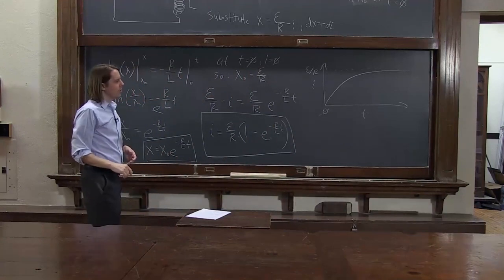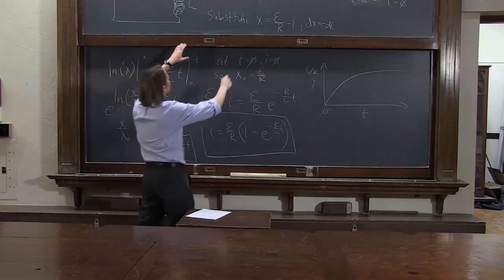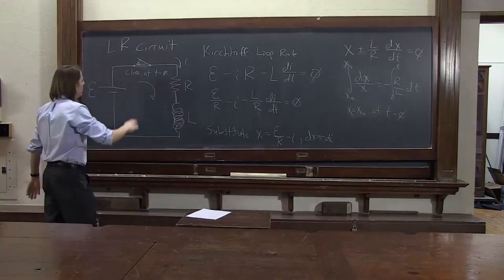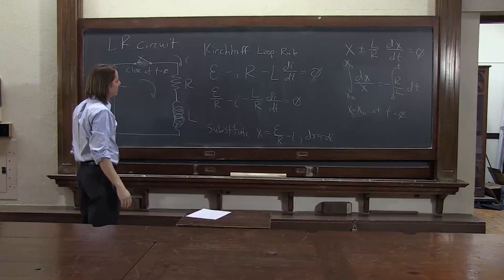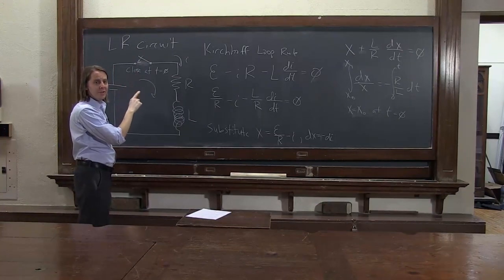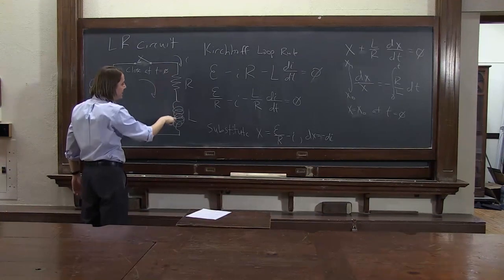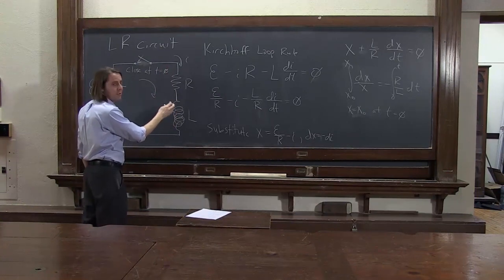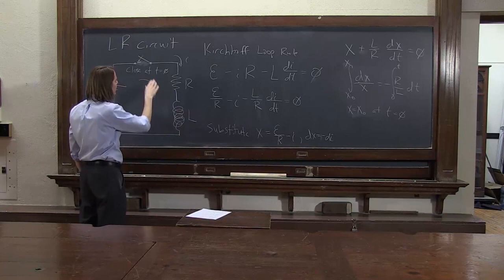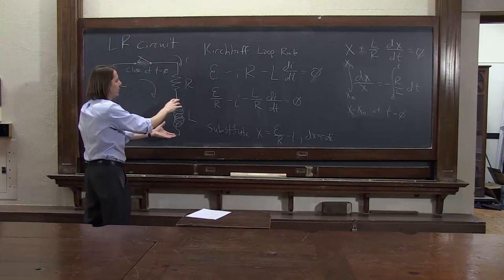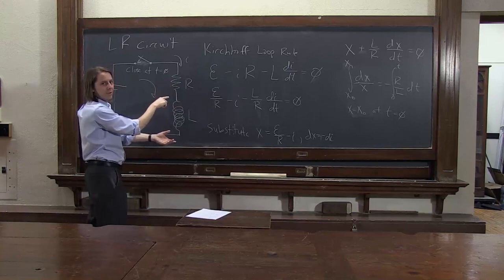So that's the behavior. Now, let's see if it makes sense. Let's go back to the circuit and see if that's what we think would happen. Well, when you close the switch, the current is 0, but it starts to grow very fast. The di dt is very big when you close the circuit. So since the di dt is big, the dB dt is big, you have a big changing magnetic field, so the back EMF is really big. When you first close the switch, all your EMF drop is across the inductor, and none of it is across the resistor, because the current's 0.